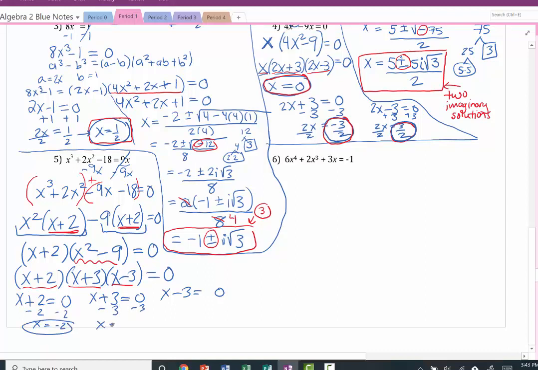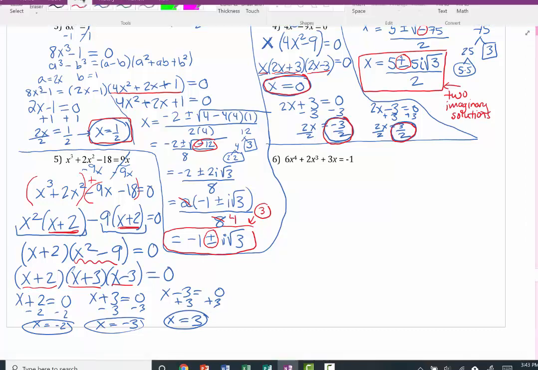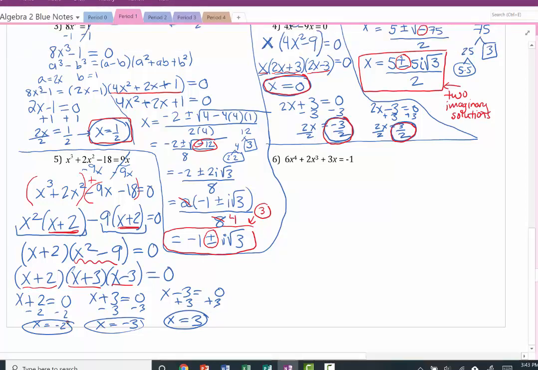This solution is going to end up being negative 3. And this solution will end up being positive 3. You may start to notice as you do multiple of these that when you have linear factors like these here, the solution is always just the opposite sign, right? So it's okay if you can recognize that. You can say, okay, I know this one will be negative 2, that'll be negative 3, that'll be positive 3, and just list those 3 solutions. That's okay.